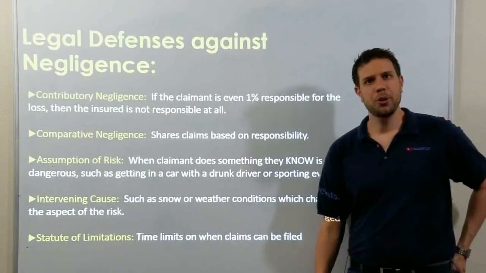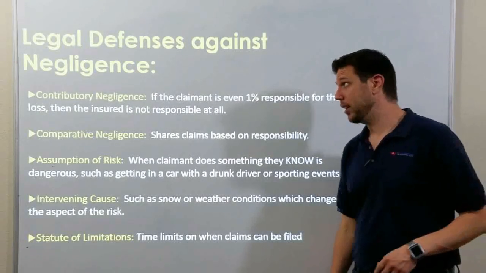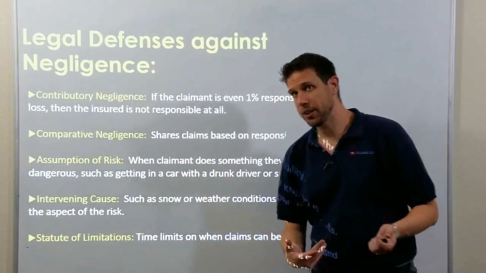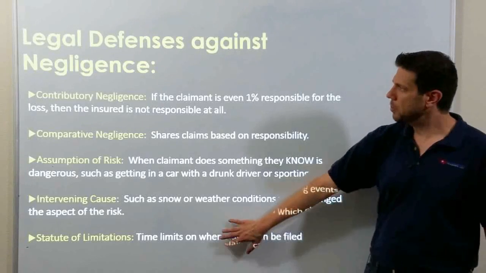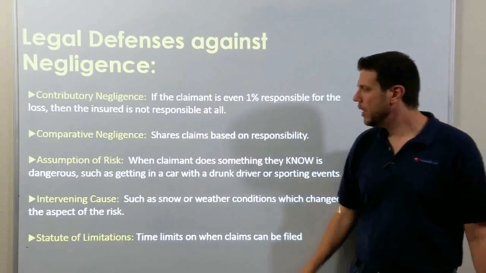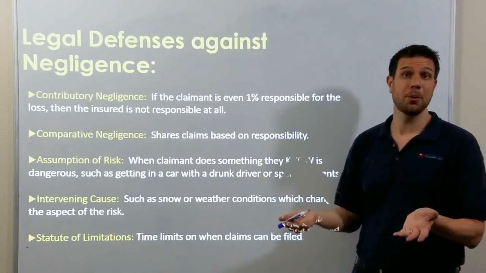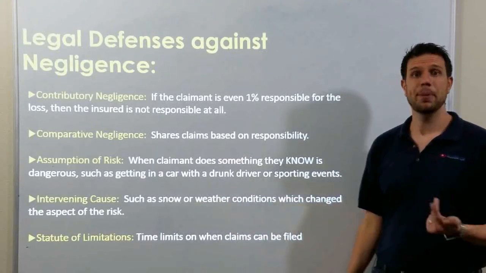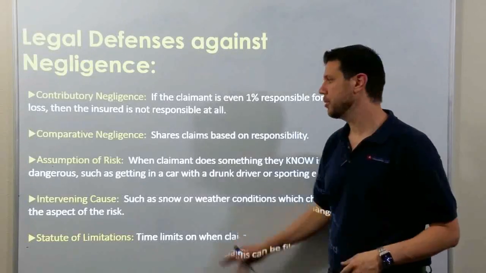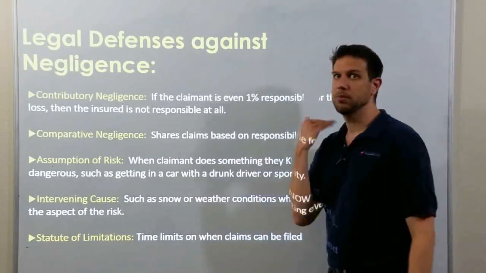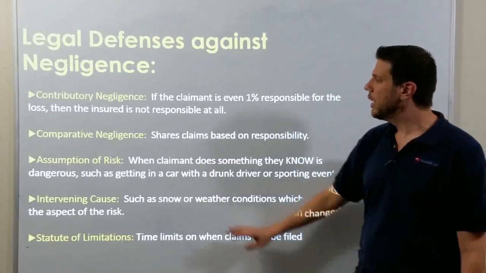Now, if you ever get accused of negligence in a liability claim, you can try and use these defenses to protect yourself. I'm going to start from the bottom and work my way up. The statute of limitations is usually the first one you try. Did the person wait too long to sue? Typically, they're going to have 2 to 3 years to sue after a claim. So if you're past the 2 to 3 years, not covered, not going to win.